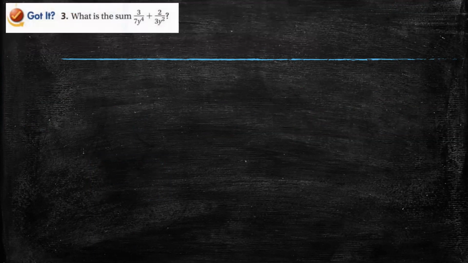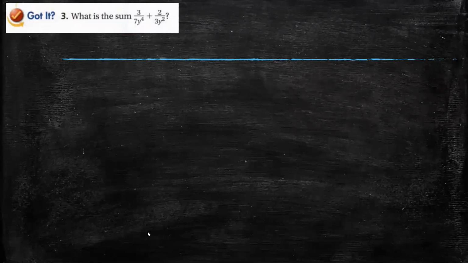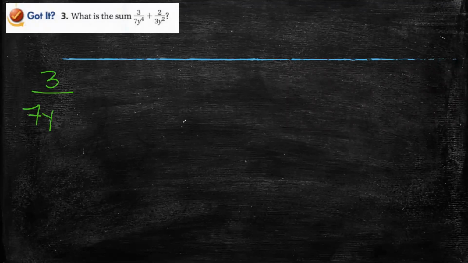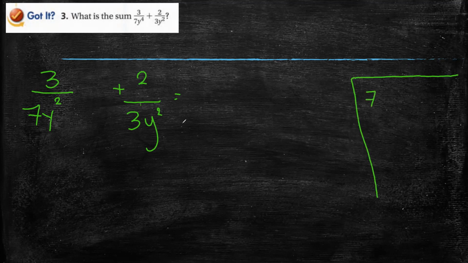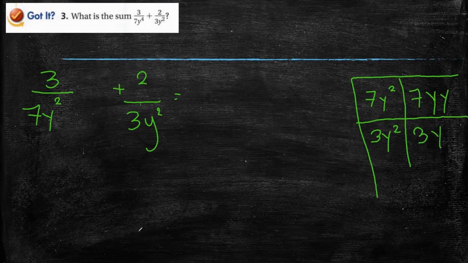Now let's solve this one here. What is the sum of 3 over 7y to the power 4 plus 2 over 3y squared? As you see here, after we look at the denominators, we found that we have unlike denominators. So let's take the denominators here as 7y squared and 3y squared. Then here we have 7y, y, and here we have 3y, y.